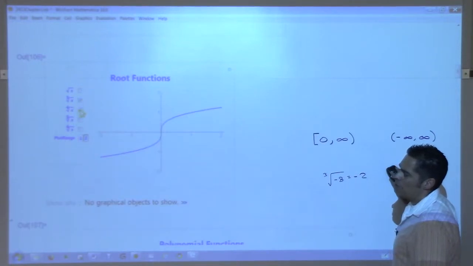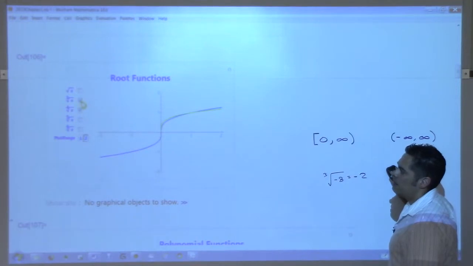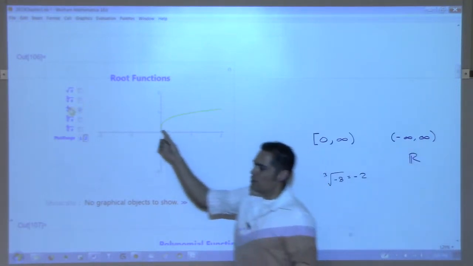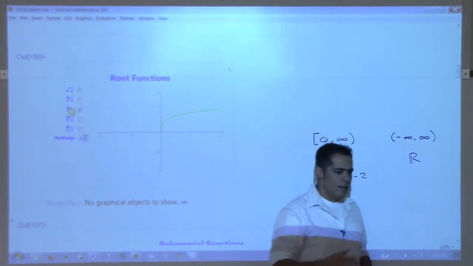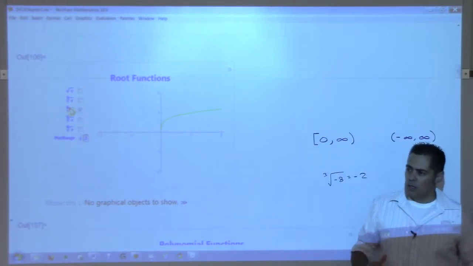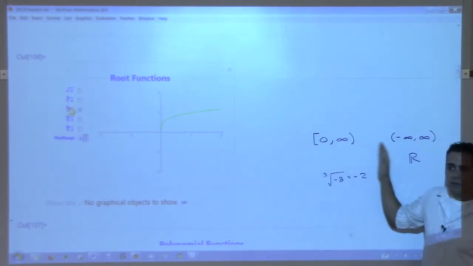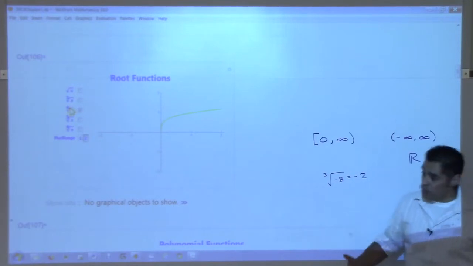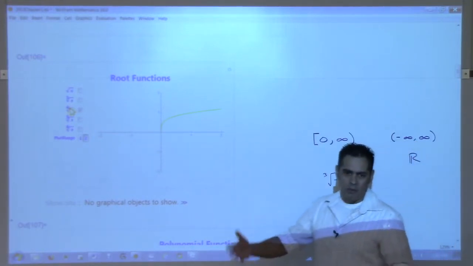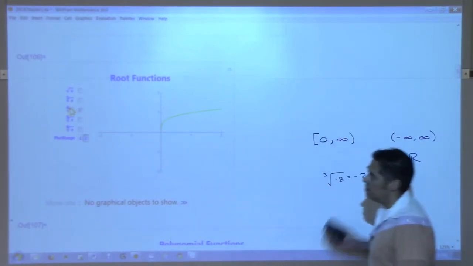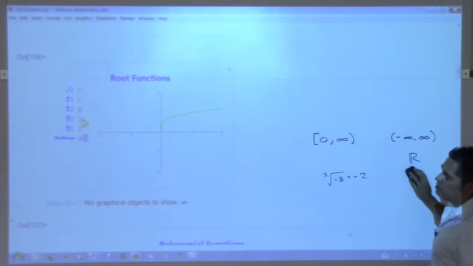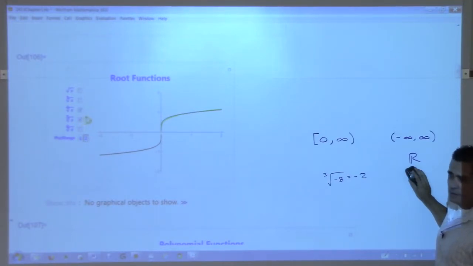Fourth root. Are we going to have domain problems? Yes, you cannot take the fourth root of a negative number. So anytime you have an even root, your domain is going to go from 0 to infinity. Anytime you have an odd root, cube root, fifth root, seventh root, ninth root, you can always plug in negative numbers. So there's your fifth root function there. All right? Questions, comments, concerns, complaints, gripes, nothing?